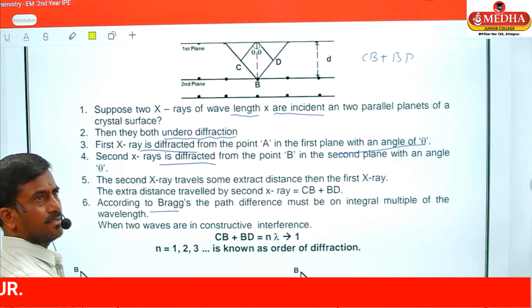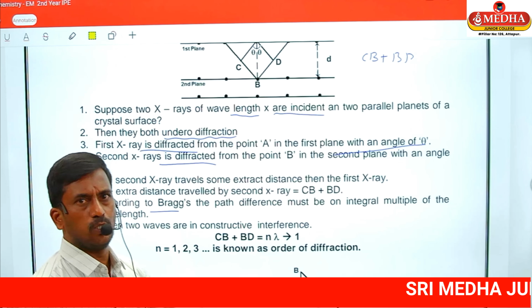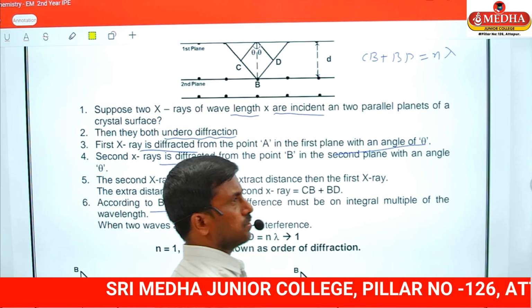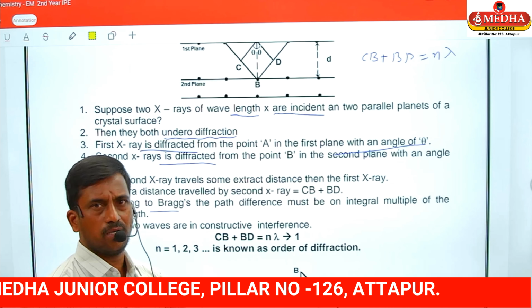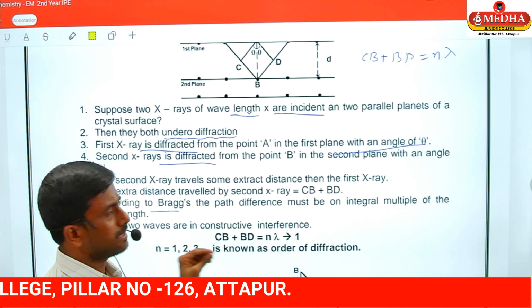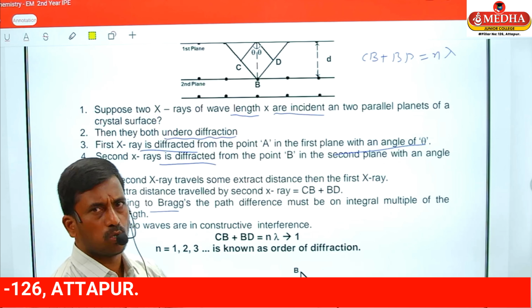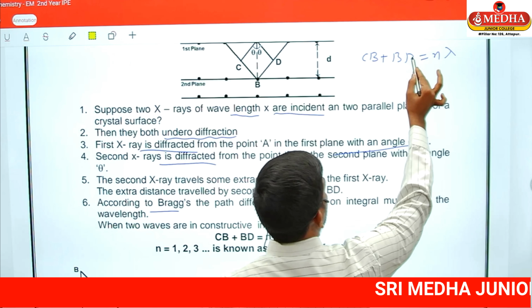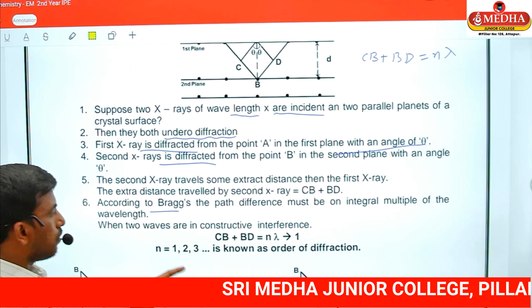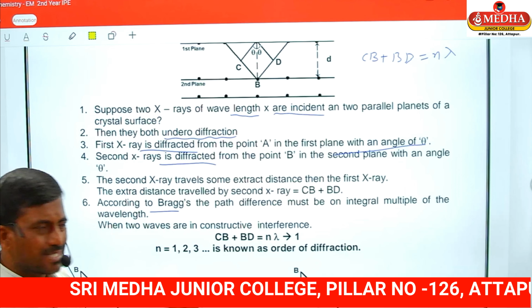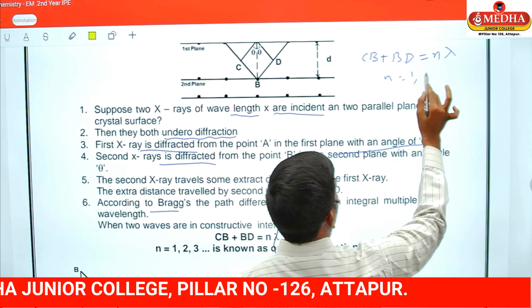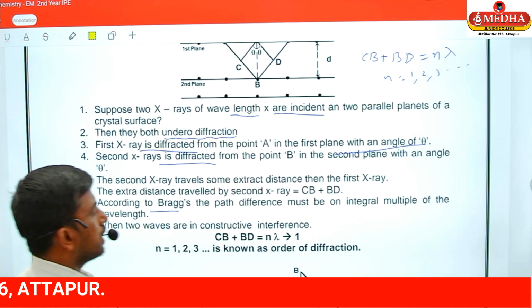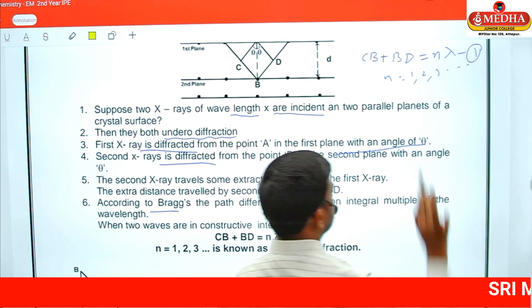According to Bragg, the extra distance is equal to an integral multiple of the wavelength of the X-ray, mathematically n lambda. Therefore CB plus BD is equal to n lambda, where n is the order of the diffraction, with n equal to 1, 2, 3. This is equation 1.